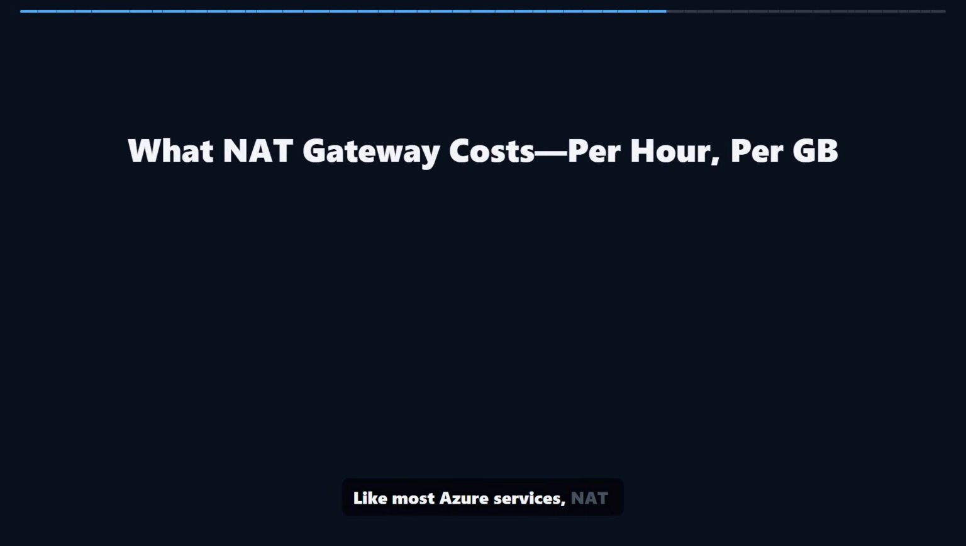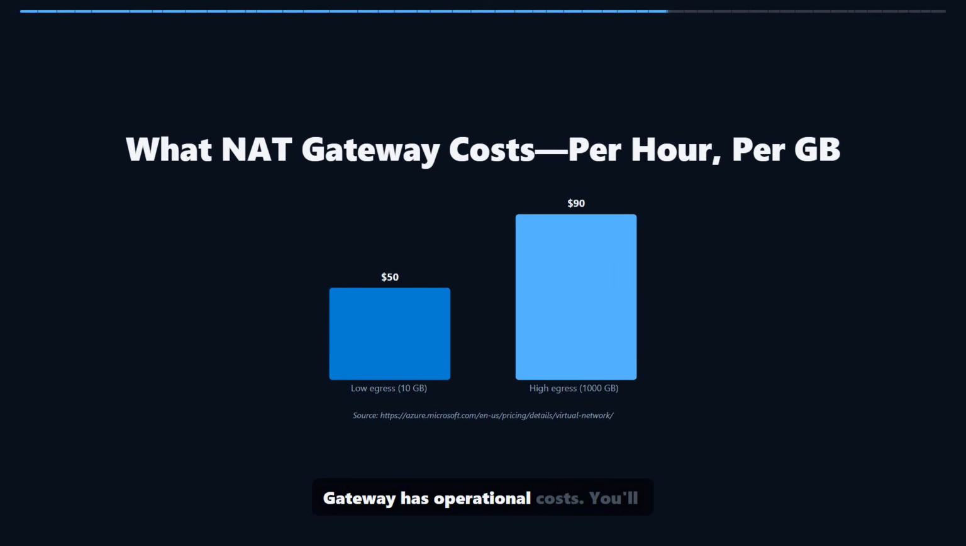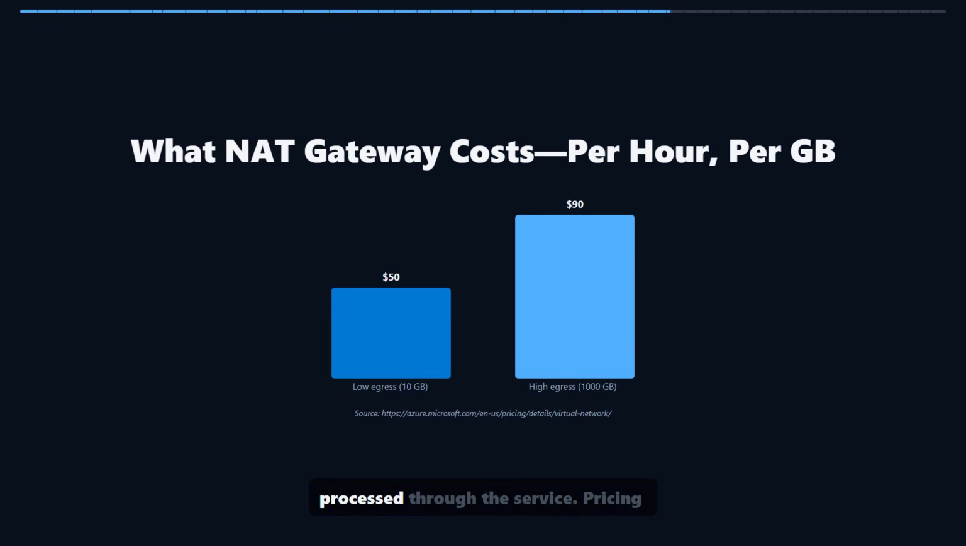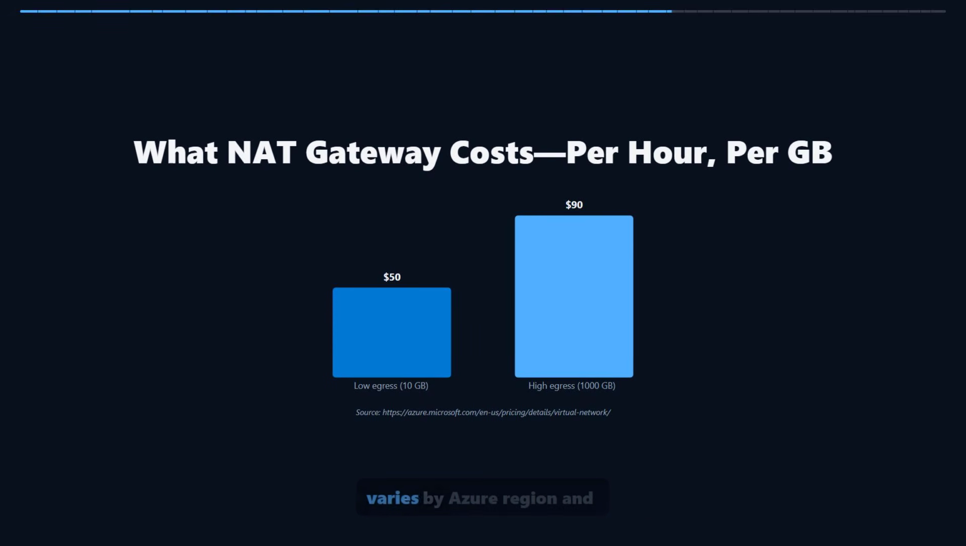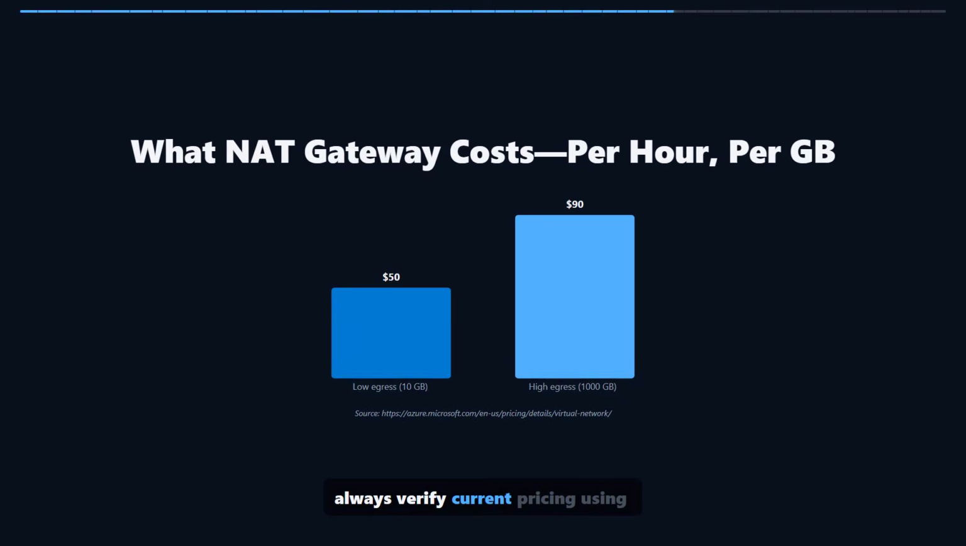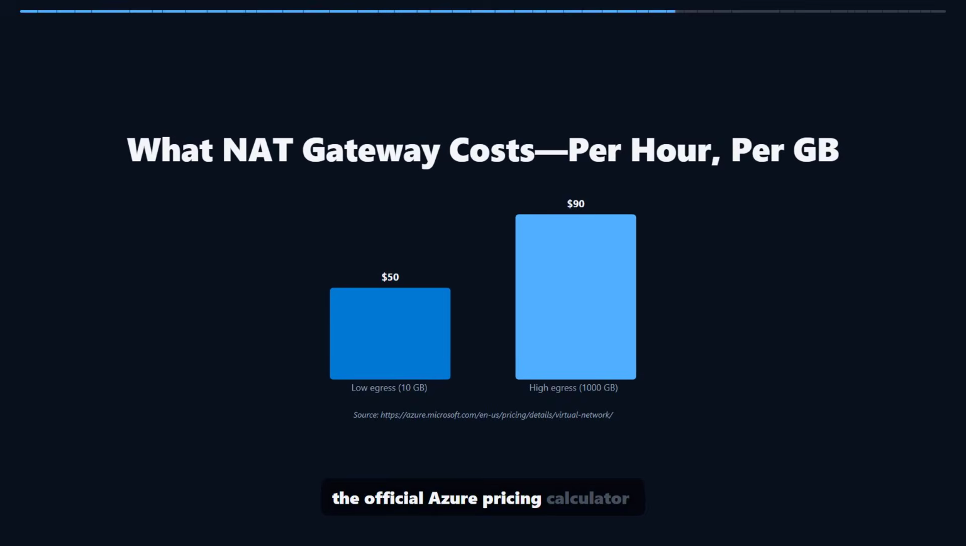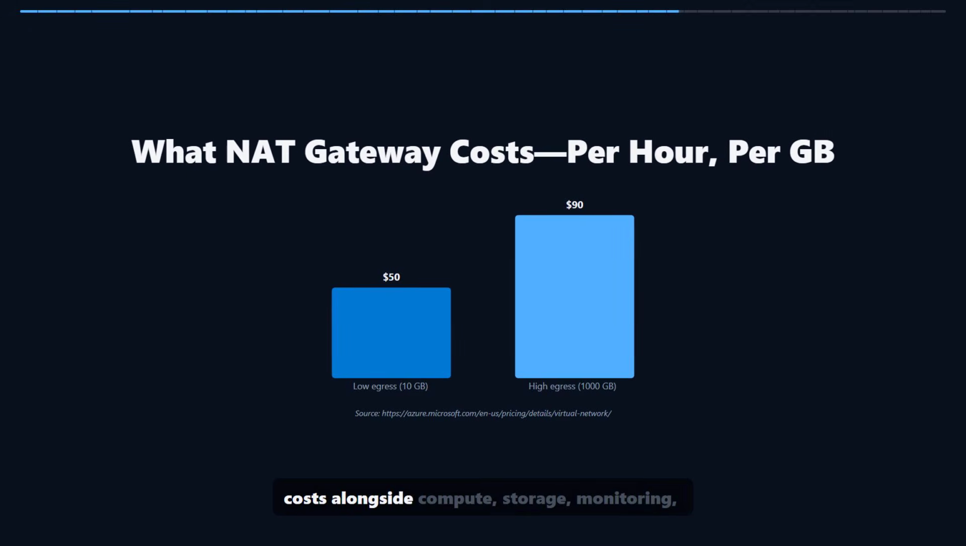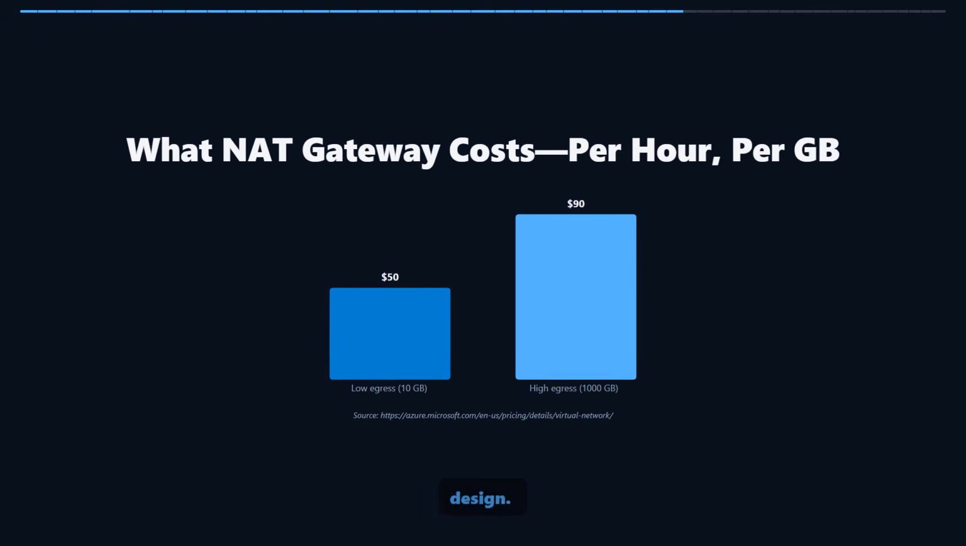Like most Azure services, NAT Gateway has operational costs. You'll pay for the gateway resource itself as well as data processed through the service. Pricing varies by Azure region and may change over time, so always verify current pricing using the official Azure pricing calculator before estimating project costs. When planning an architecture, consider networking costs alongside compute, storage, monitoring, and security services. Cloud architecture is as much about financial planning as it is technical design.